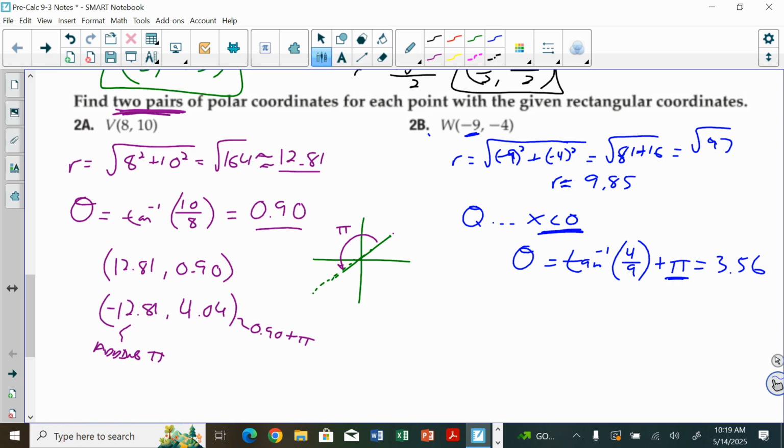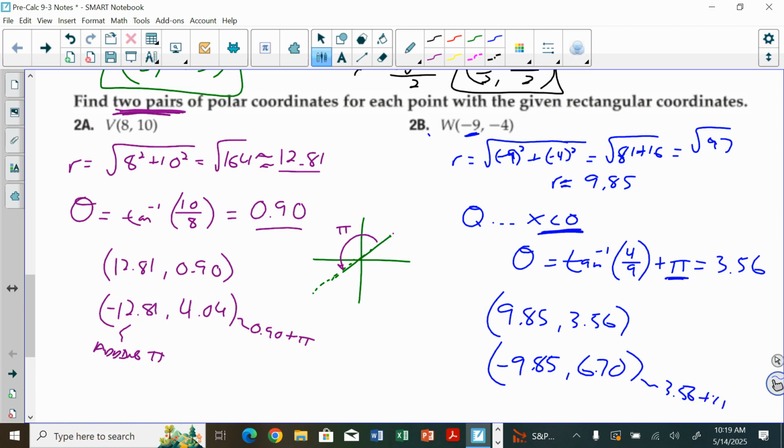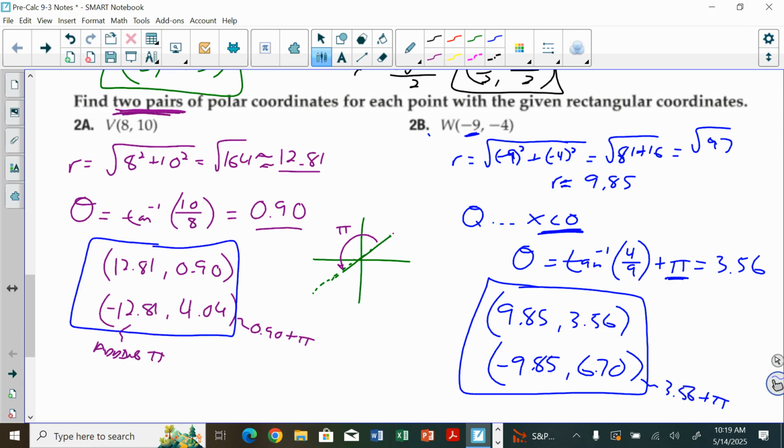Okay, so my first point here would be 9.85, comma 3.56. Now adding pi again because I want to get to the other side. I'm going to get negative 9.85, comma 6.70. Remember, is 3.56 plus pi. And there you go. You've got your two coordinates there when we do that one. Okay? That's all there is to it. We'll practice this as we go.